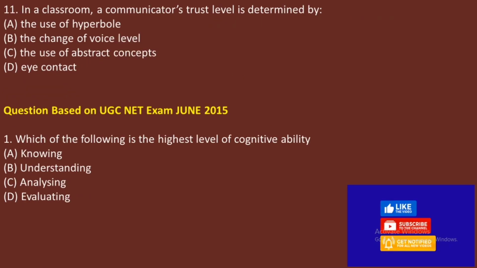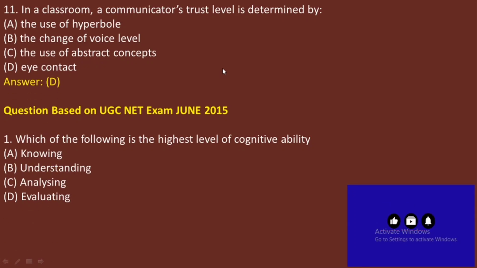In a classroom, a communicator's trust level is determined by the use of hyperbole, the change of voice level, the use of abstract concepts, or eye contact. I hope the right one is eye contact, that is answer D. And now the questions which were asked in the NET examination, June 2015.